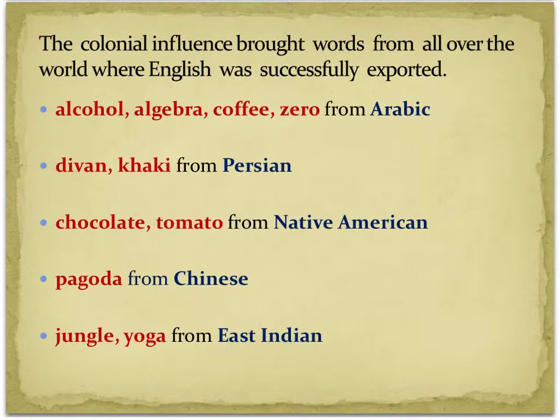The colonial influence brought words from all over the world where English was successfully exported. A few examples: alcohol, algebra, coffee, zero from Arabic, divan, khaki from Persian, chocolate, tomato from Native American, pagoda from Chinese, jungle, yoga from East Indian.